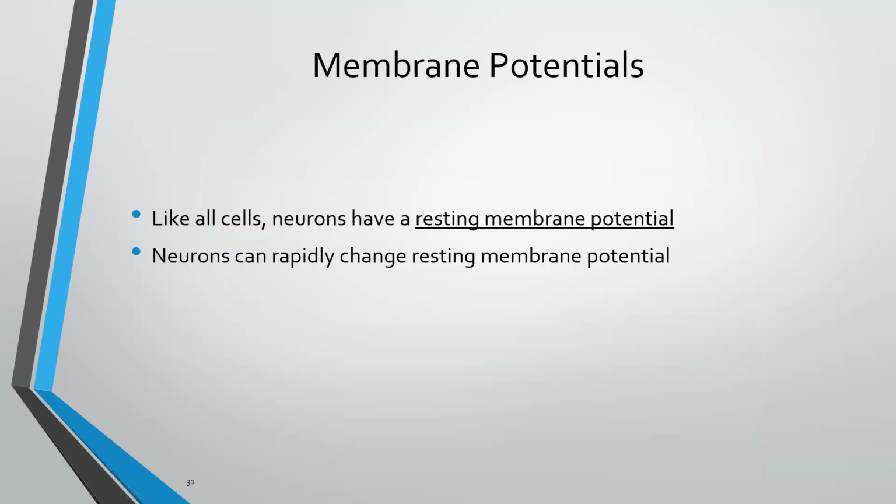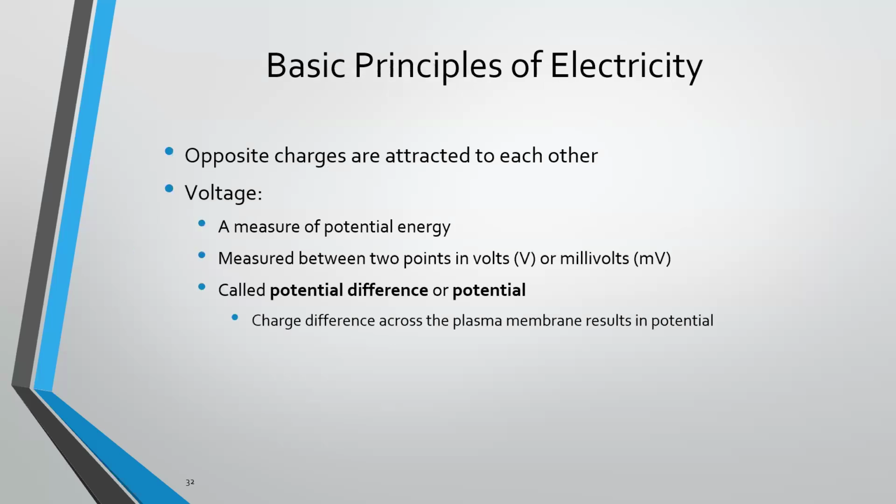All right, so on to the next one. We have our membrane potentials. Like all cells, neurons have resting membrane potential. And neurons can rapidly change resting membrane potential. To understand how this works, we want to understand the basic principles of electricity. Opposite charges are attracted to each other.